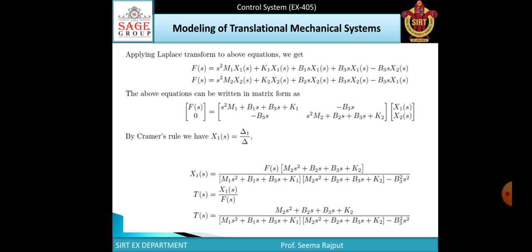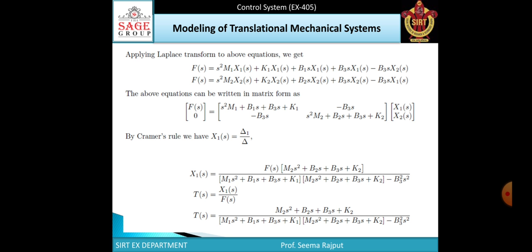For this we write the matrix form with F(s) and 0. What are the x1 constant terms? The X1 terms are s² M1 plus B1 s plus B3 s plus K1, and the X2 term is minus B3 s. The other row has minus B3 s as the X1 term, and the X2 term is s² M2 plus B2 s plus B3 s plus K2, multiplying X1(s) and X2(s).